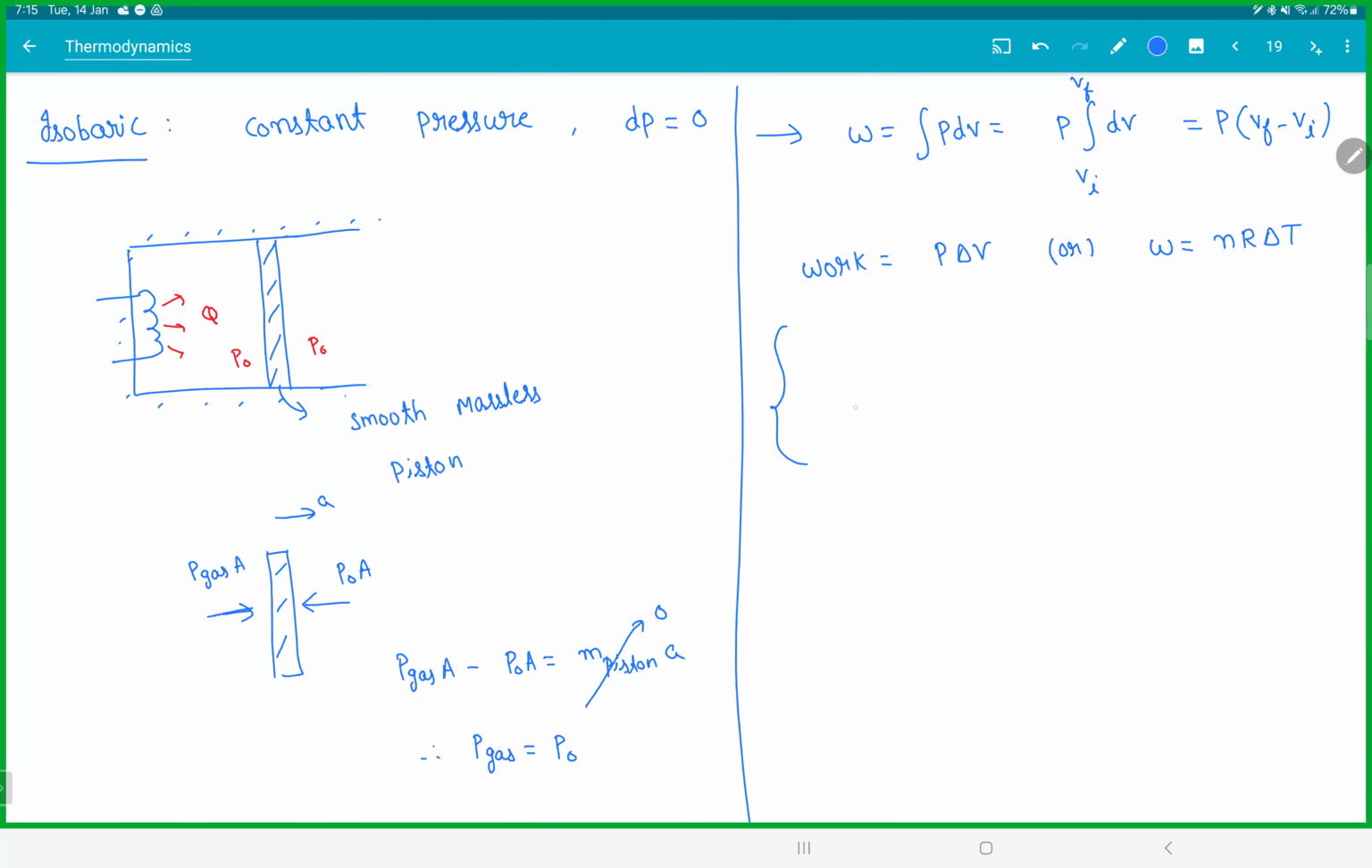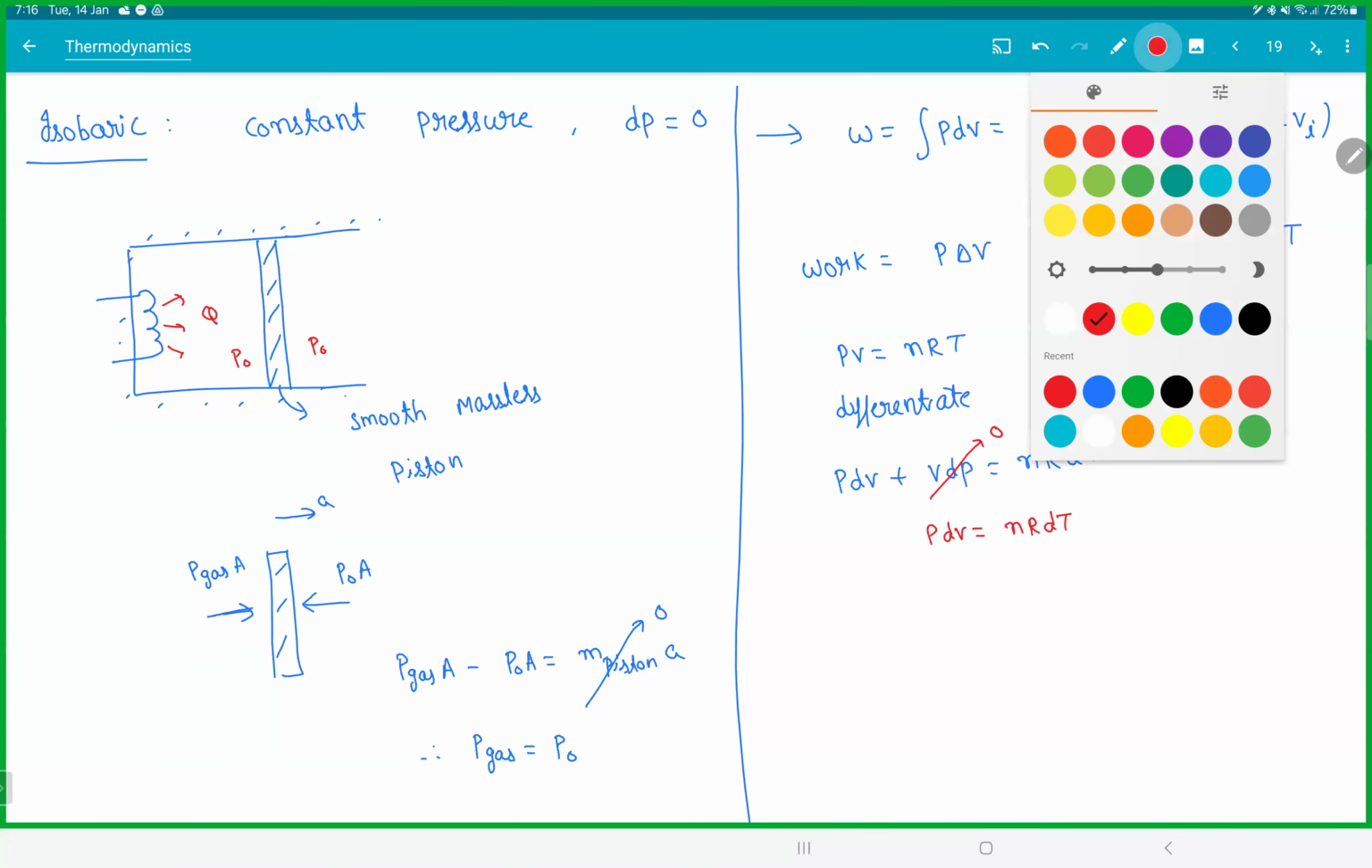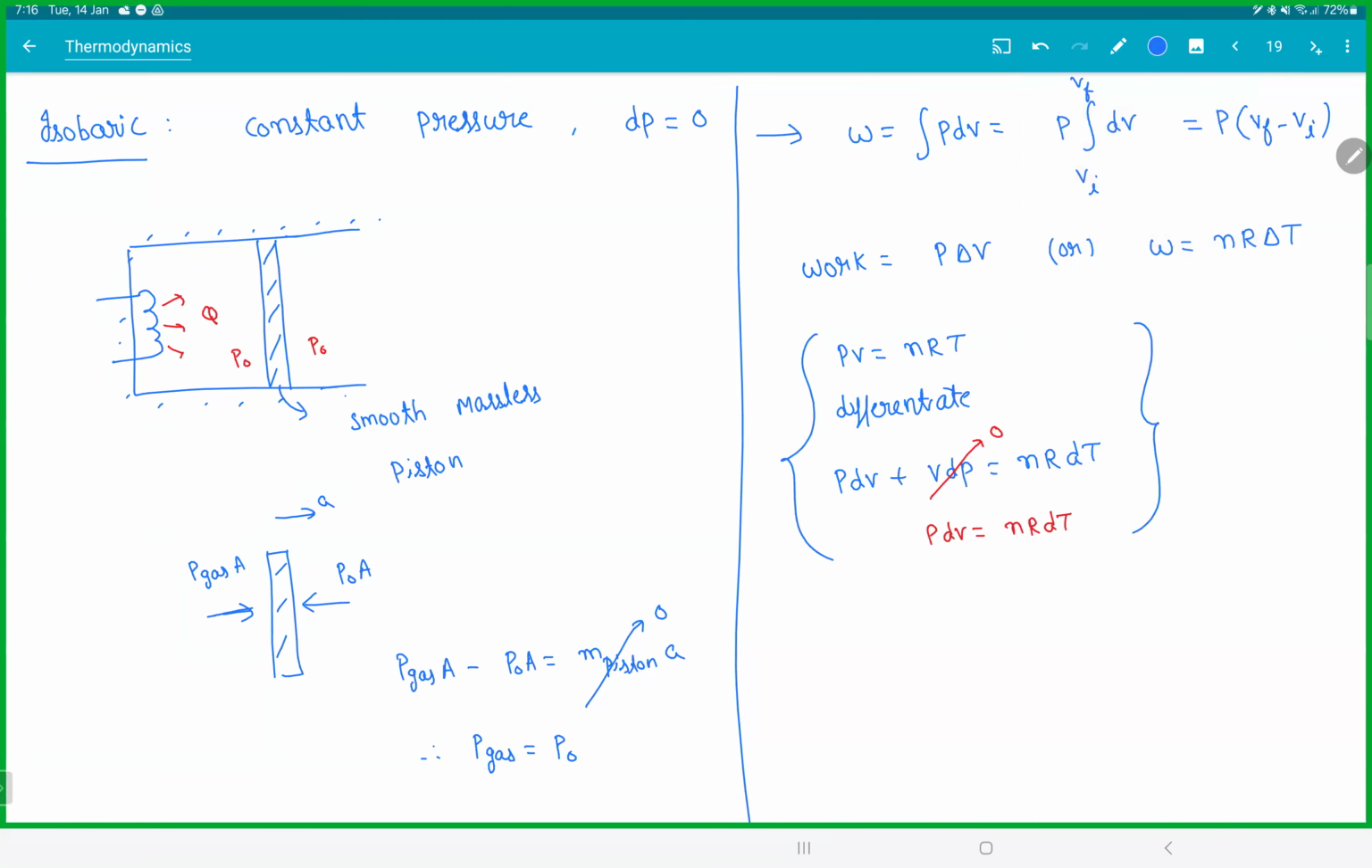How do we get that? We know PV is equal to nRT. Differentiate both sides. Then it will become P dV plus V dP, product rule, is nR dT. But since it is an isobaric process, this term is 0. So we get P dV is nR dT, which is work done. So both are right. You can use P delta V or you can use nR delta T. If I know the change in temperature, I can find work done. If I know pressure and volume, I can find work done. Both the formulas are right.